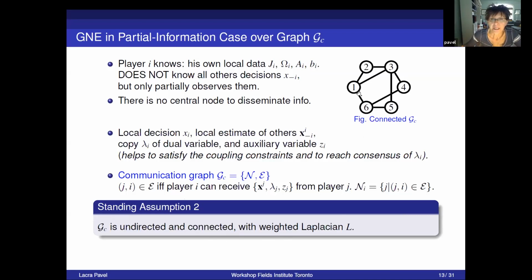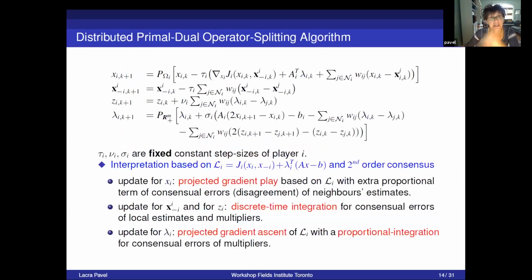The assumption on the communication, as I mentioned, is just that this is undirected and connected. It has a weighted Laplacian L, and one extra thing that we're going to introduce, in addition to these local estimates on the decision and the copy of the dual variable, is an auxiliary variable Z that helps to satisfy the coupling constraints and to reach consensus. So what I'm going to put next is the extension of the primal dual algorithm to this connected communication graph, non-complete.